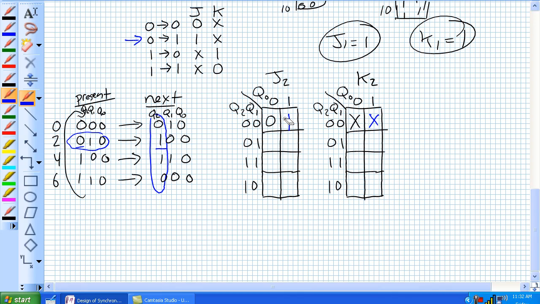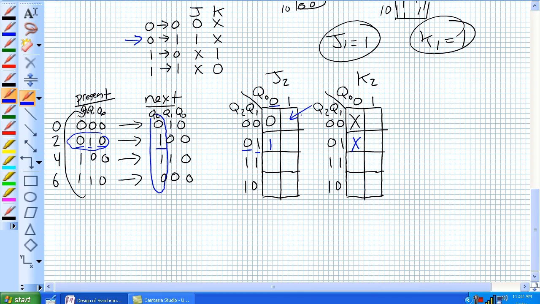Oops, what am I doing here, guys? I just went ahead and did full auto, because you'll see it here. What state are we in? What's our present state here? Our present state is 0, 1, 0. Okay, so J2 is 1, K2 doesn't matter.